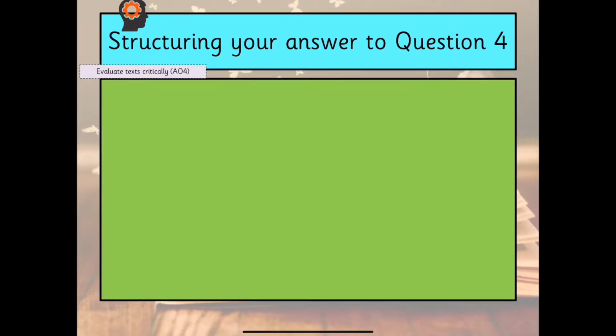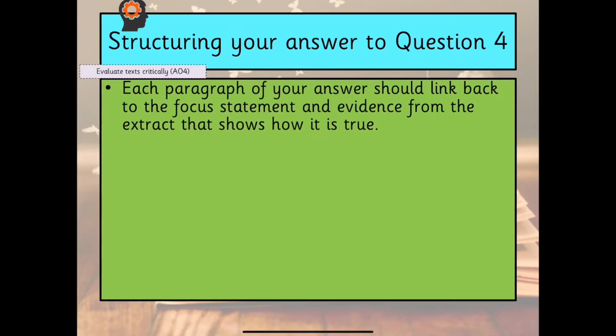So question 4 is essentially a short essay. And writing a clear essay response is all about making sure that each paragraph is well structured and counts towards your answer. Each paragraph should link back to the focus statement and the evidence from the extract. The easiest way to do this is to form topic sentences that clearly answer the question. So something that I encourage all my students to do is to answer the question in a single sentence. How has the writer made the character feel uneasy?